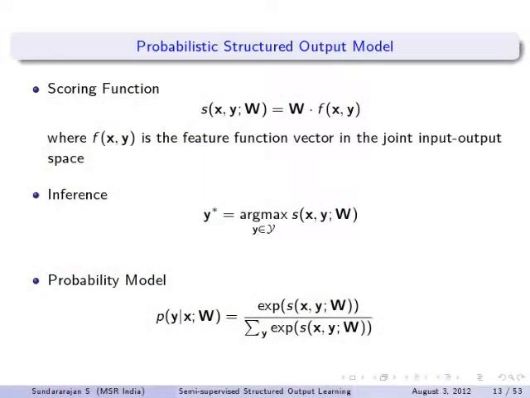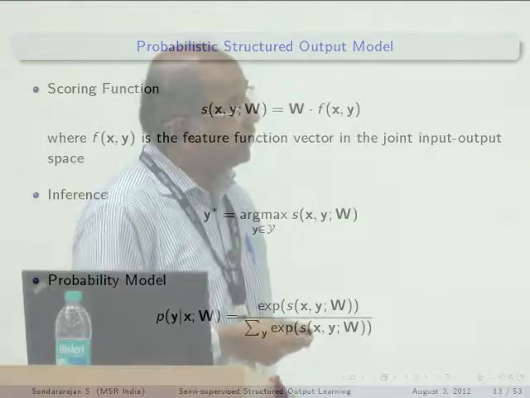Now, in terms of the model, in a structured output model, we have the scoring function defined something like this, where W is the weight vector and F is the feature function vector. One important thing to notice here is that the feature vector is defined in the joint label space, both X and Y. Now, given the weight vector W, the inference problem is to find the label combination that gives the highest score here.